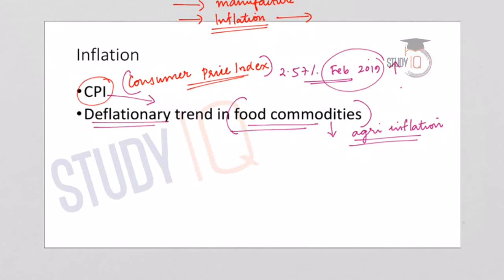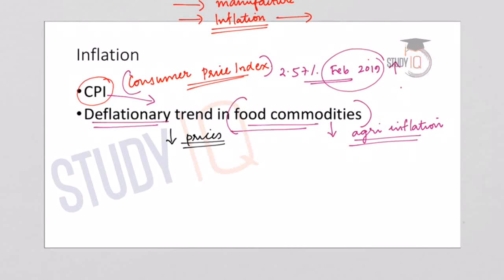There is a deflationary trend. That means there is a reduction in the prices of food commodities. So we call it deflation. This condition is unfavorable for the economy because the Indian economy is highly dependent on the agricultural sector.